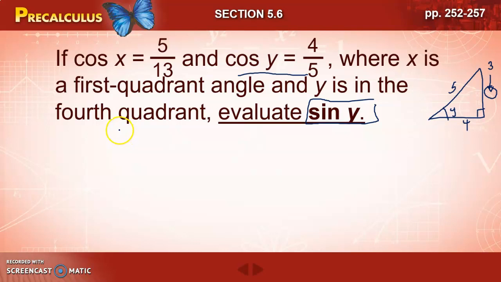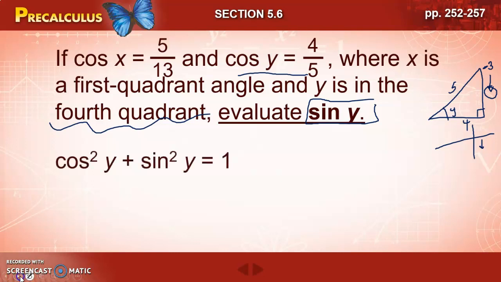However, we're told that this is in the fourth quadrant. And in the fourth quadrant, my sine values are down here, so my sine values are all negative. So this is actually a negative 3. So my sine is negative 3 over 5. Using the Pythagorean identity with fractions, I get 16 over 25 plus sine squared y equals 1.